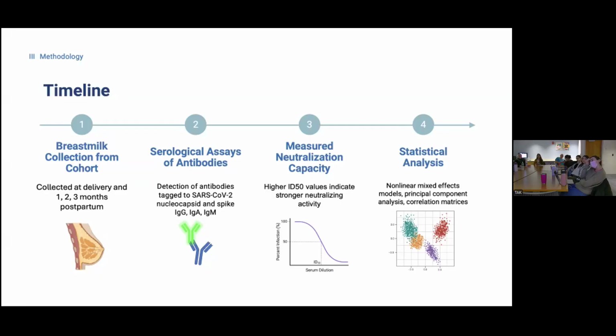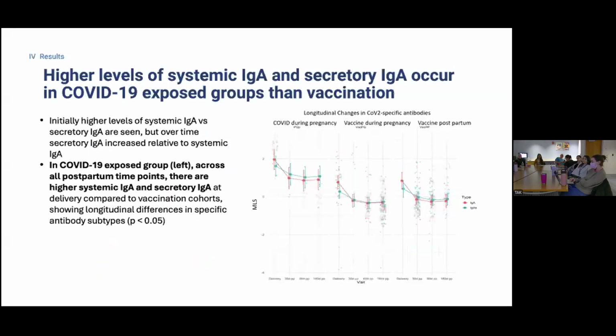We next measured the neutralization capacity, and then we did statistical analyses via nonlinear mixed effects curves, principal component analysis, and correlation matrices, which I'll show you in our results.